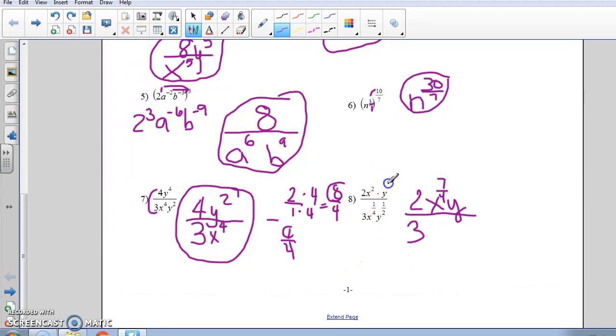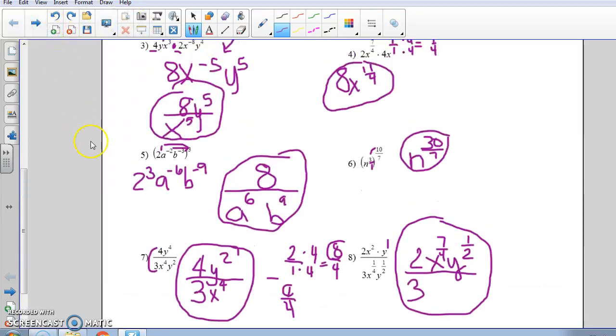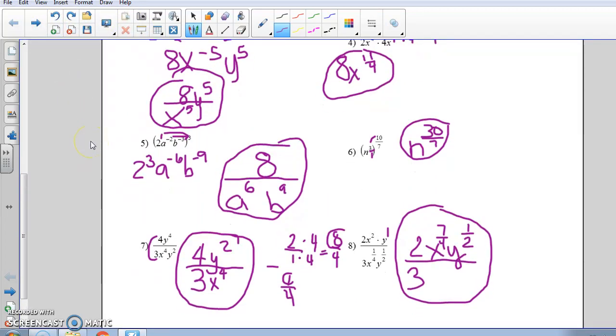For the y's, we have y to the 1 minus 1/2, and 1 minus 1/2 is just 1/2. So there are no variables remaining in the denominator, just the base of 3. So that takes care of both targets 5.1 and 5.2 using your properties with both integer and rational exponents.